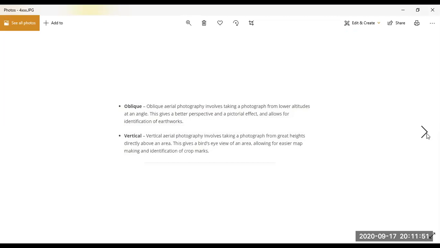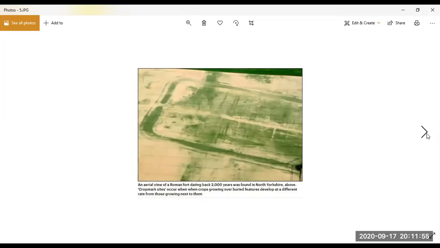So in other words, vertical photography helps you map the landscape. Now, here we go. Archaeological visibility. Archaeological features appear on aerial photographs in three main forms: as crop marks, as in this illustration.